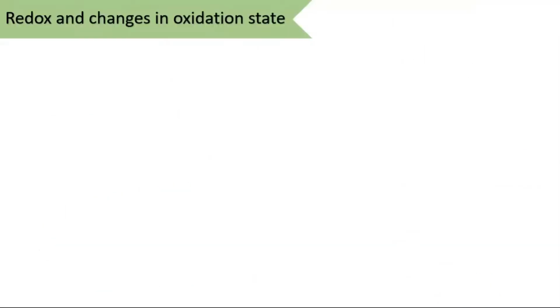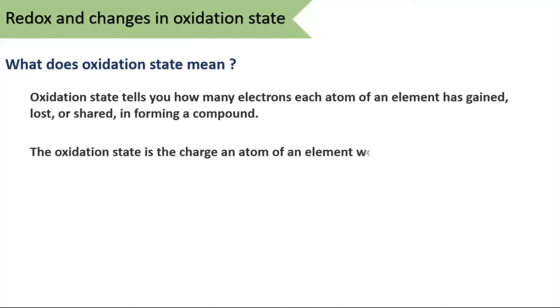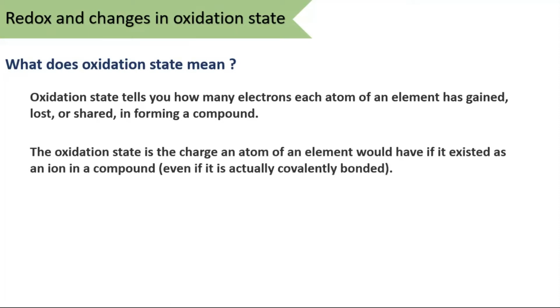Now we need to understand redox and oxidation state. So what does oxidation state mean? Oxidation state tells us how many electrons each atom of an element has gained, lost or shared in forming a compound. Or you can say that the oxidation state is the charge an atom of an element would have if it existed as an ion in a compound. Oxidation state is also known as oxidation number.